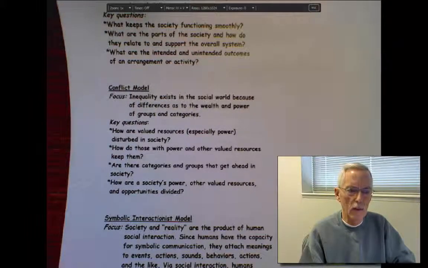Now, next time, we'll look at a third key theoretical perspective in sociology known as symbolic interactionism.